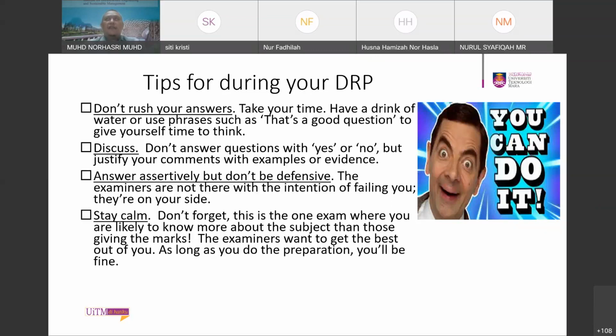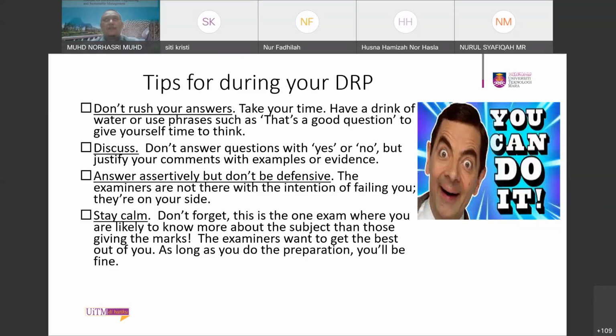Normally students say words that hopefully cannot be voiced out by you, the candidate, during the DRP, such as, this information is being instructed by my supervisor. Yes, I know some of the work, and most of the work, is instructed by the supervisor, but please change the phrase, because if you voice it out, it shows that you are not capable as a research student.